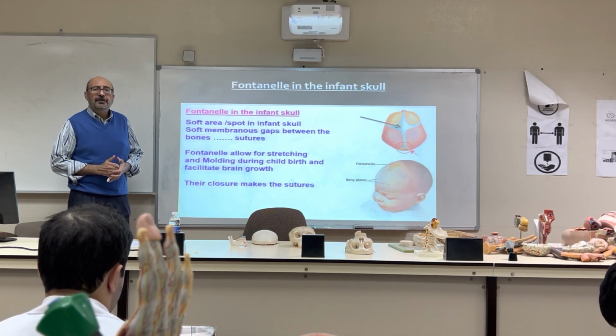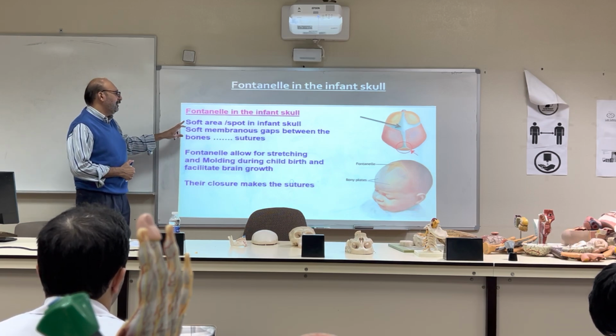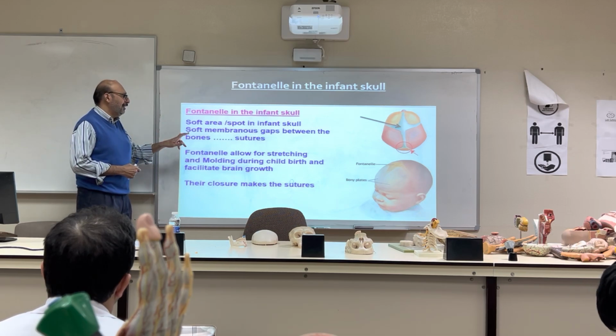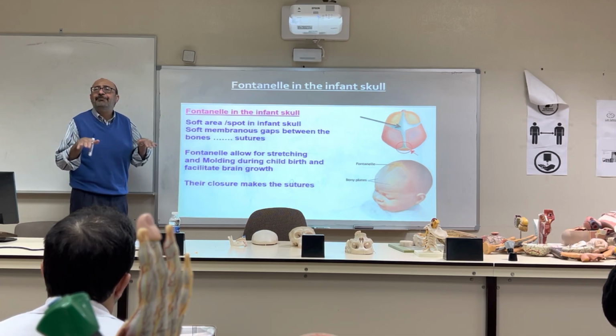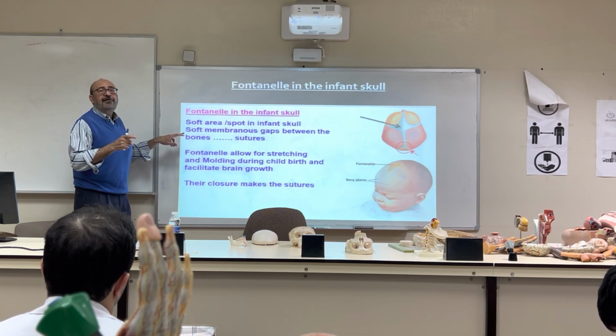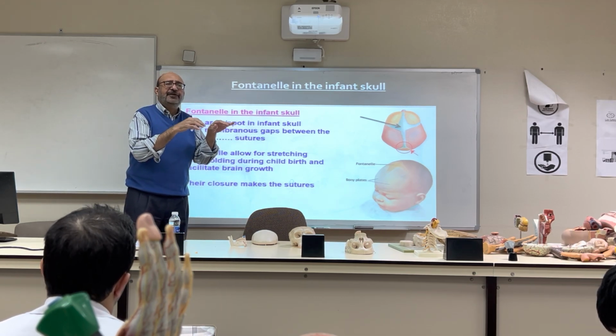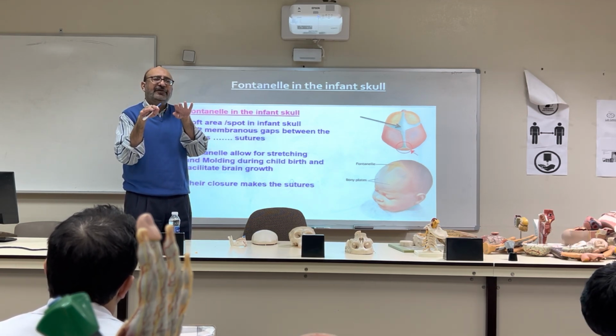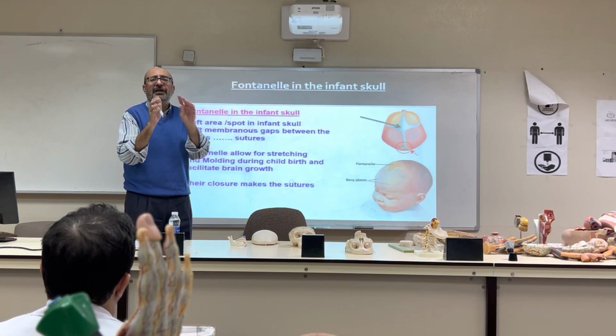Fontanella in the skull. What is fontanella? Fontanella is a soft area or a soft spot. How is it made? With the help of membrane. It's a membranous gap between the skull bones. Why is it there? In the fetuses and in the newborns, there is a gap between the bones of the skull. There are multiple gaps.